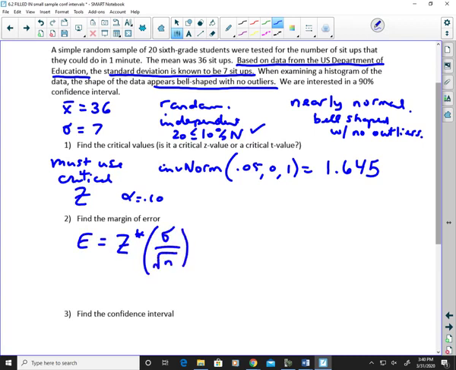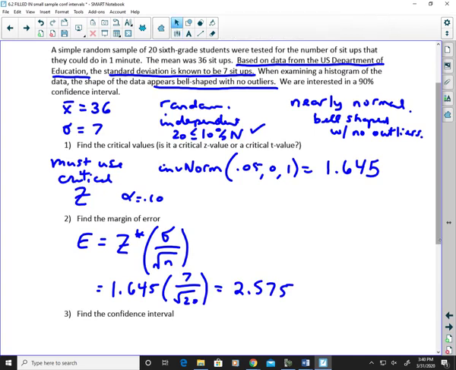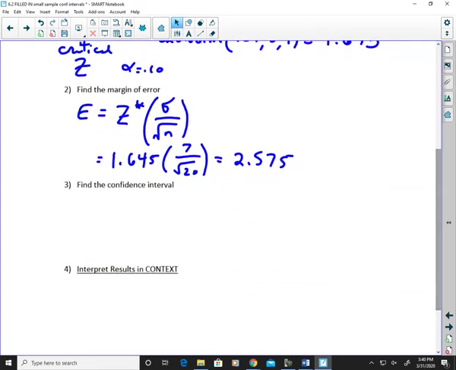divided by the square root of n. So let's put those numbers in. That was a 7. They could do 7 sit-ups as a known standard deviation. And then square root of, how many kids were there? 26 kids? Okay. 2.575.